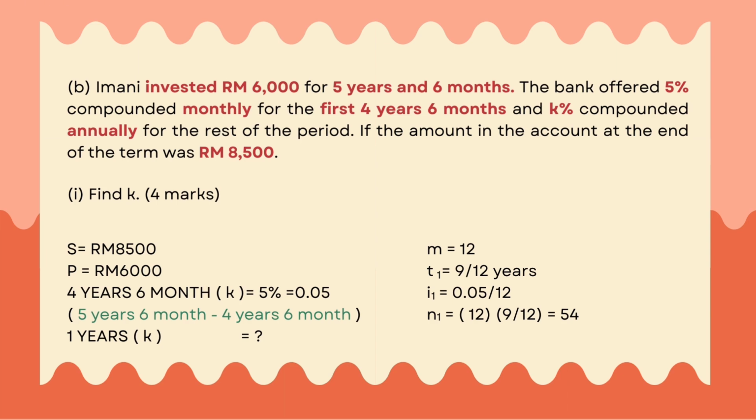Based on the question, the total is 5 years and 6 months, but we already know the bank offers 5% compounded monthly for the first 4 years 6 months. So for the first case, it will be 5% equal to 0.05, and we need to find another 1 year, which is from 5 years 6 months minus 4 years 6 months. So we need to find another k, which is equal to 1 year. For m, we get 12. T1, we got 9 over 12 years. i equal to 0.05 over 12. And n1 equal to 12 times 9 over 12 equal to 54.